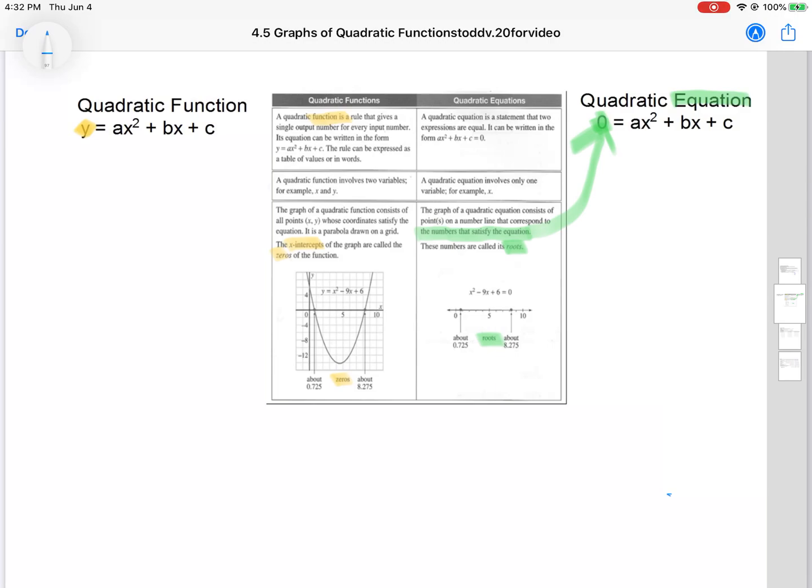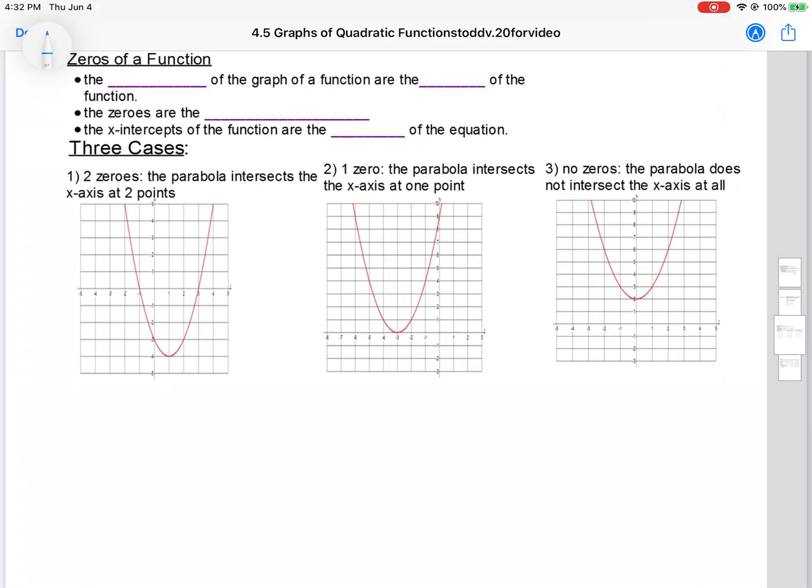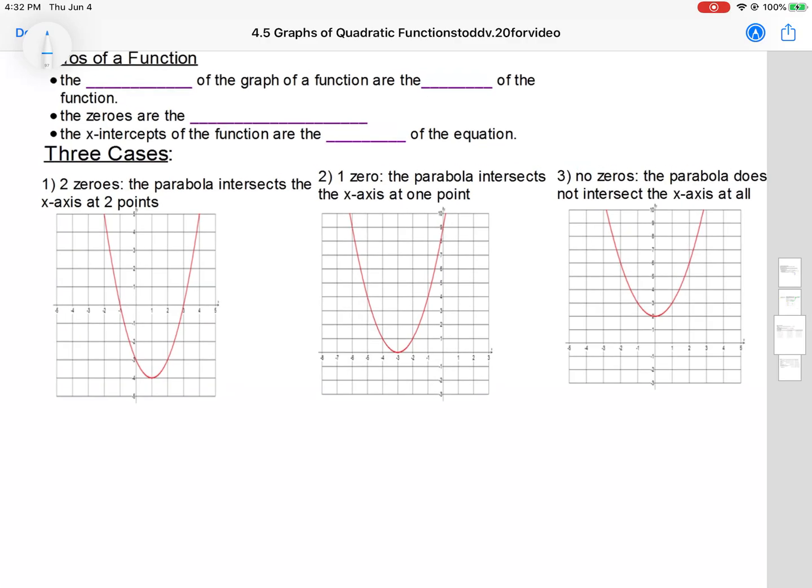We're going to talk about what are the x-intercepts and the zeros of the function, and we're going to talk about what the roots are. And we've already done that with the quadratic formula and things like that. The numbers that make the x values or the roots that make the equation equal to 0. Okay, so in this, we're going to focus on the zeros. So the zeros are the x-intercepts.